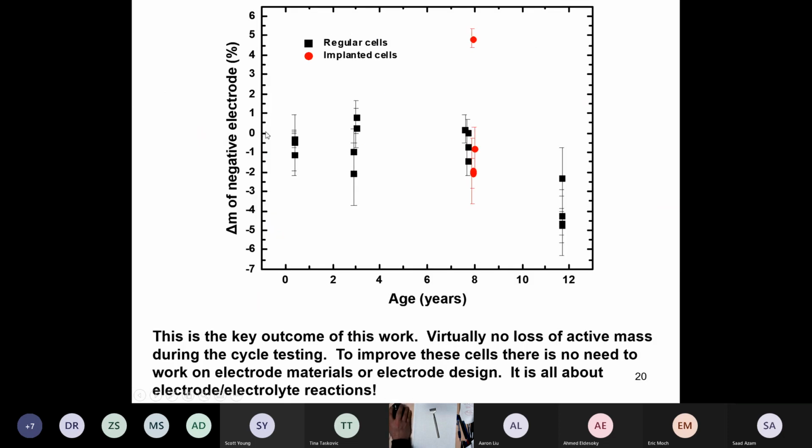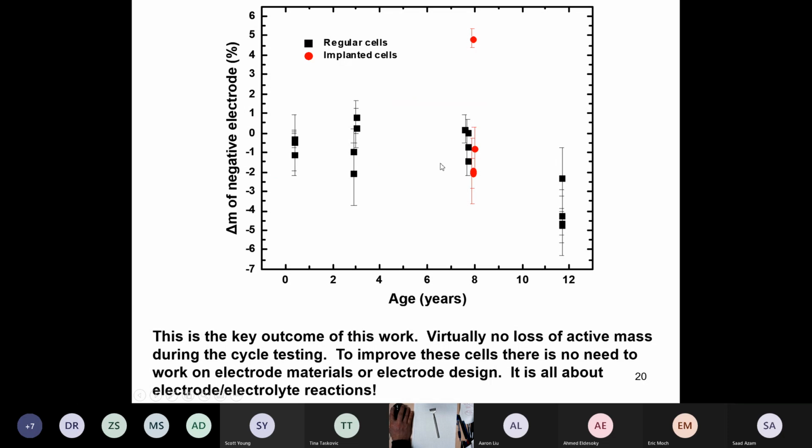So here's an example of the change of active mass of the negative electrode in these cells as a function of their age. This is a very blown up scale, right? After 2 years, virtually no change in negative electrode active mass. After 8 years, no change. Even for implanted cells, there's one outlier up here. And after 12 years, maybe there's a small change in negative electrode active mass, possibly.